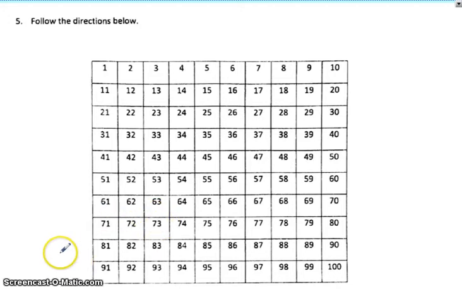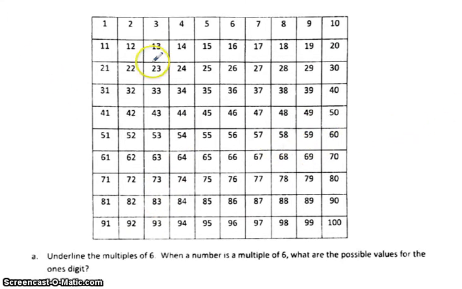Lesson 24, page 2. Alright, let's take a look. It says follow directions. We're going to use the hundreds board up here to help us. Again, we're working with multiples, and it says underline the multiples of 6. When a number is a multiple of 6, what are the possible values for the ones digit? So let's take a look at this.